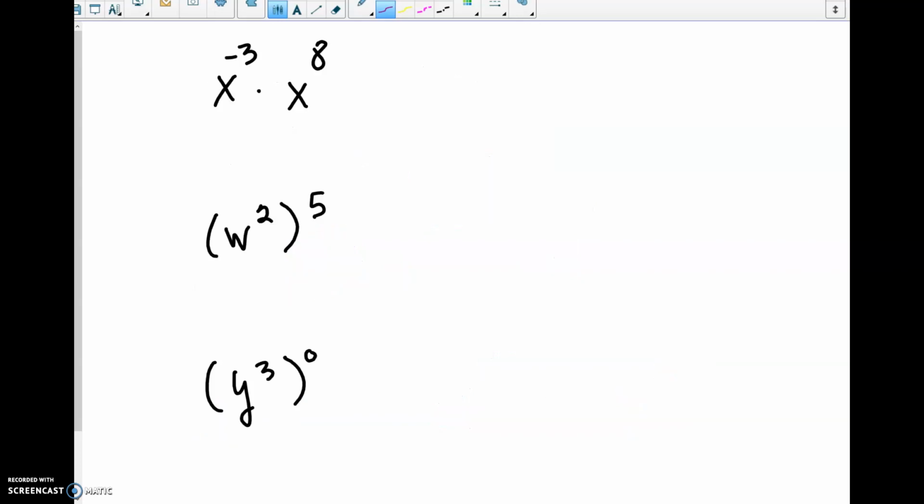All right, stop the video. Try these 3 problems, and then when you're done, then resume the video so you can get the solutions and check yourself to see if you did them right.